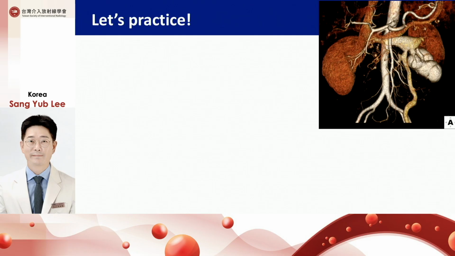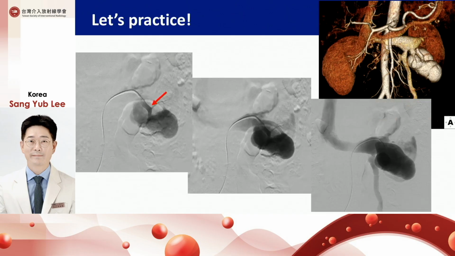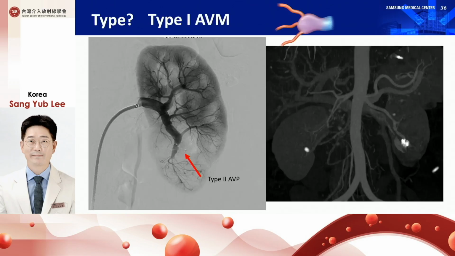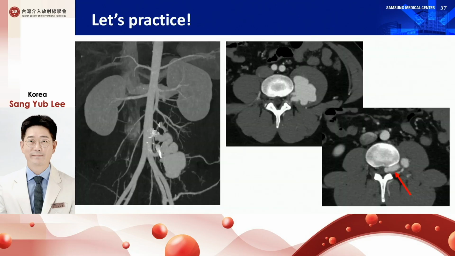Let's practice again. What is the type of the AVM? This is a renal AVM with a huge dilated vein. You can see one single feeding artery and a very big vein and high pressure venous hypertension. We treated this patient with just a type 2 enlarged vascular plug.